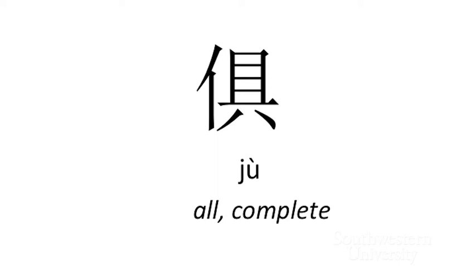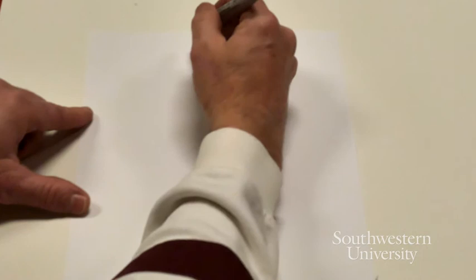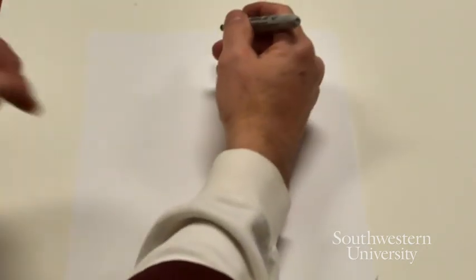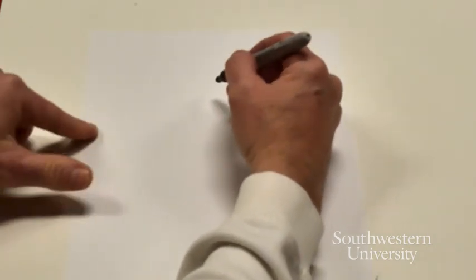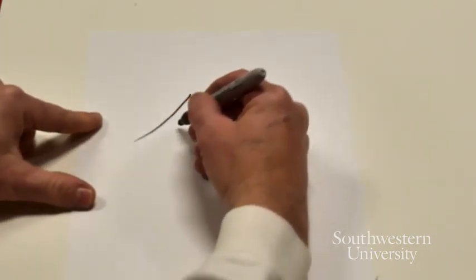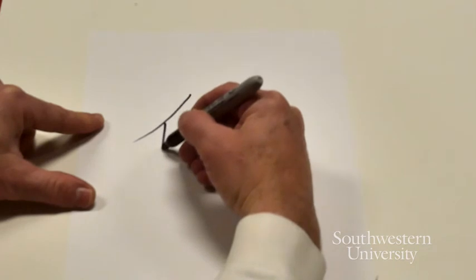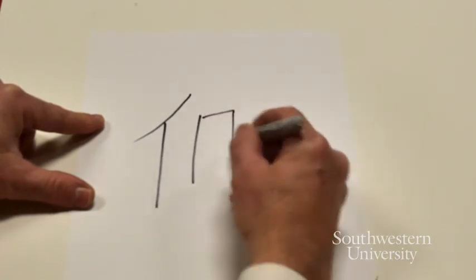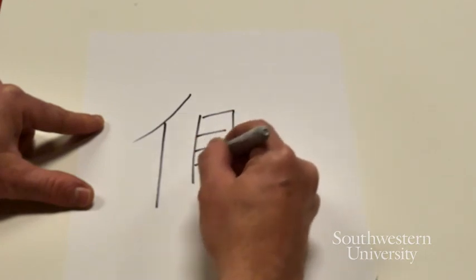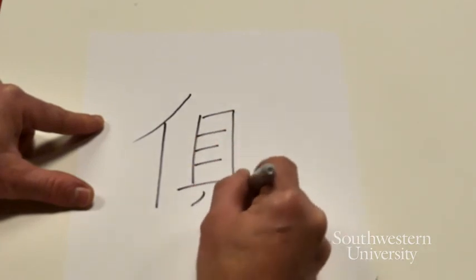Ju, person radical, ren zapang. The right-hand side is to provide something. Just uses a phonetic here. Pie, shu, shu, hung, ja, hung, hung, hung, hung, dian, dian, ju.